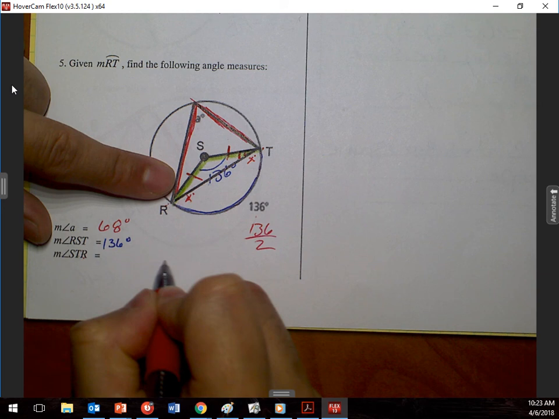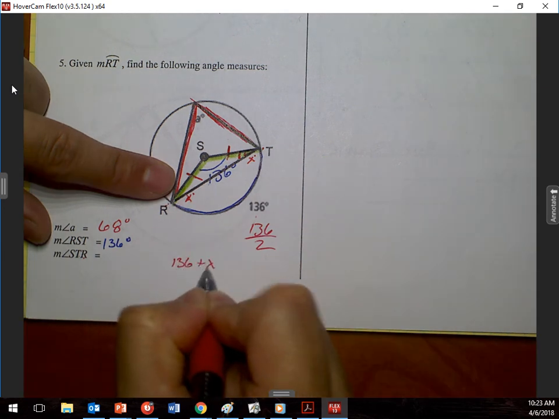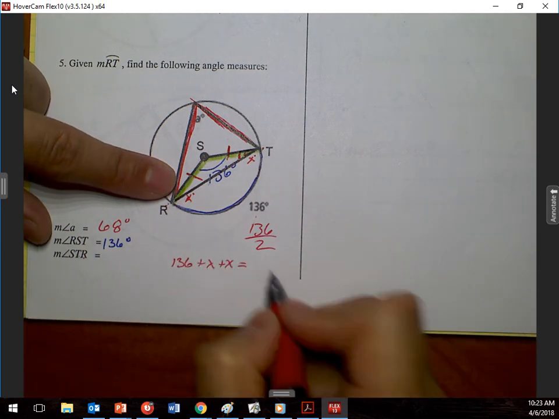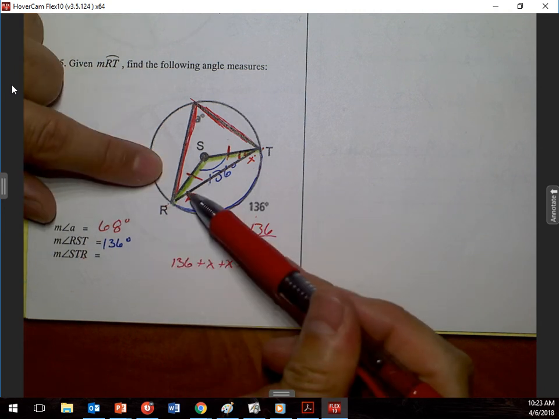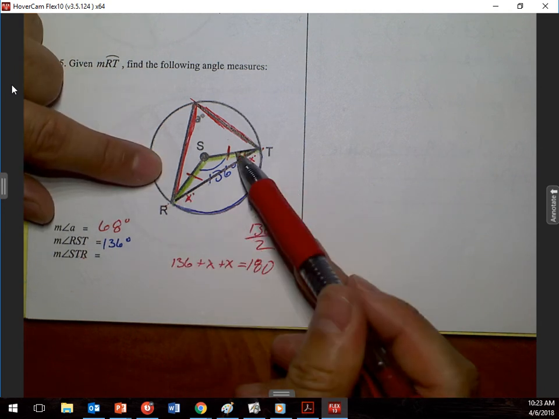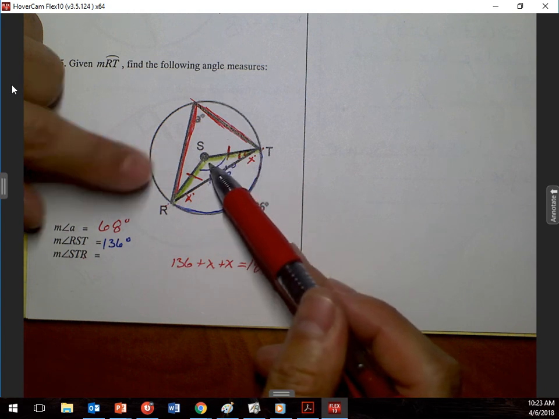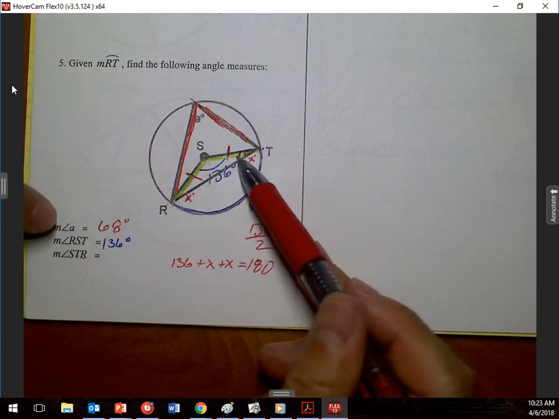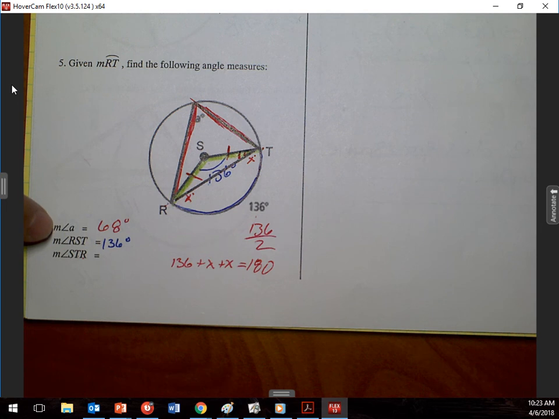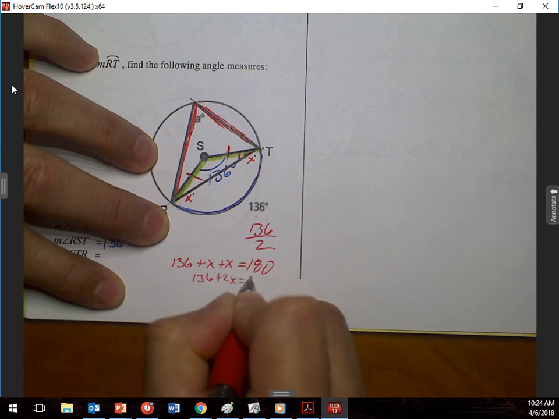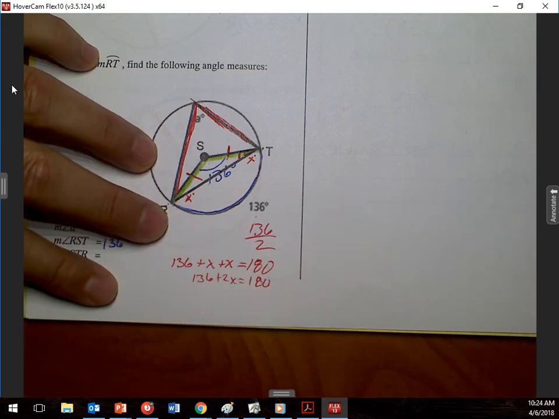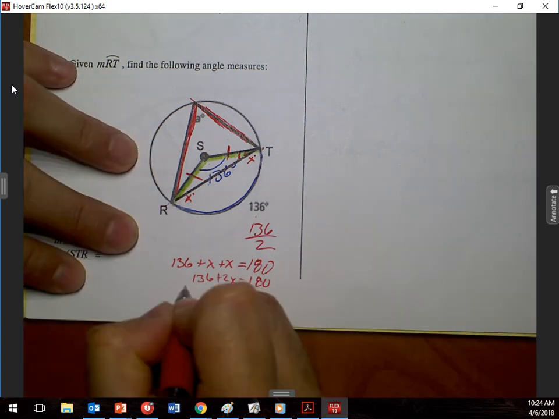I would say that 136 plus X equals 180, because I don't know that one, I'm saying that's X, but I just know it's the same as that. And 136 is the one known angle in there, and all three together have to add up to 180. So combining like terms, how many X's are here? 2. So I get 136 plus 2X equals 180. What am I going to do from here? Minus 136. Very good. Subtract 136.